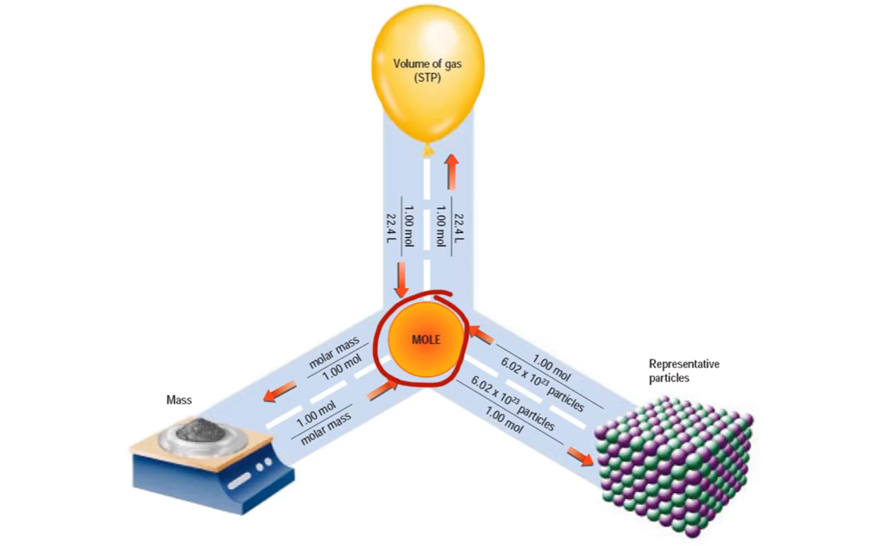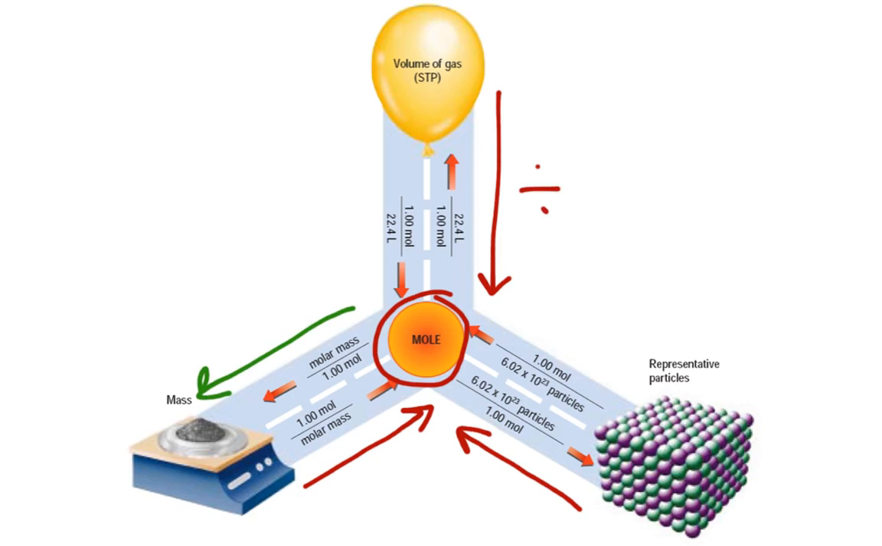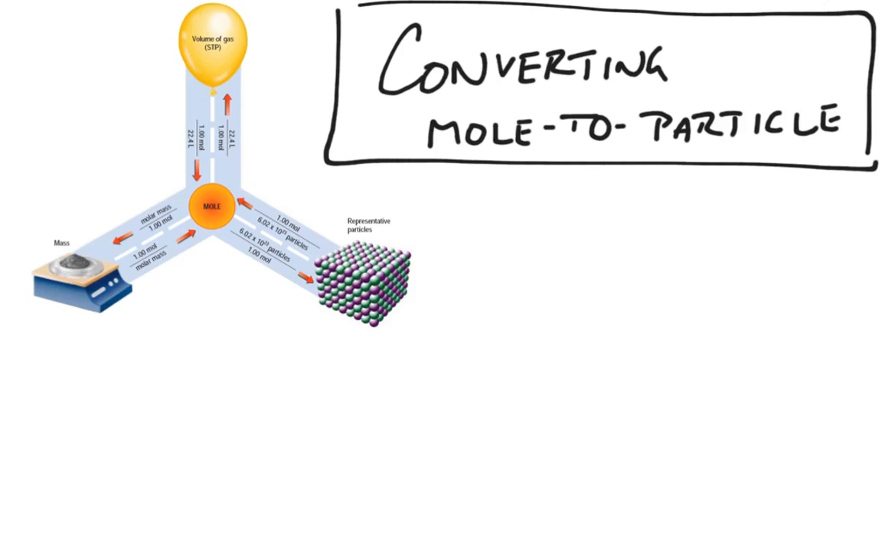Anytime you're traveling in toward the mole, whether you're starting with particles, mass, or volume, you're going to divide. Anytime you're traveling away from the mole, you're going to use that same conversion factor, but you're going to be multiplying. We're going to work with this, so you should become familiar with this mole map.